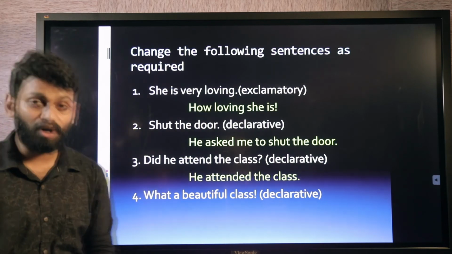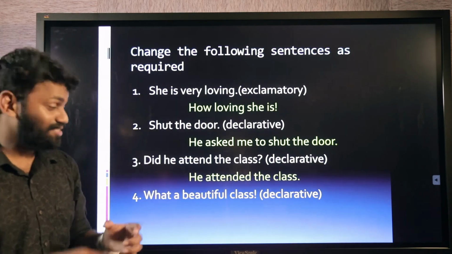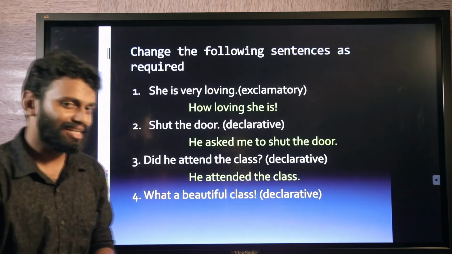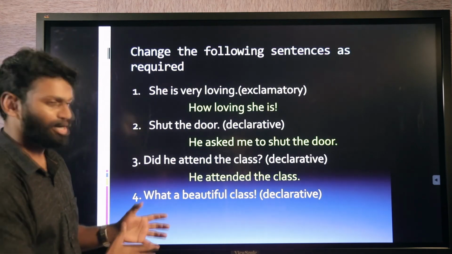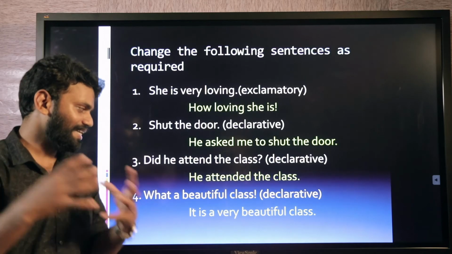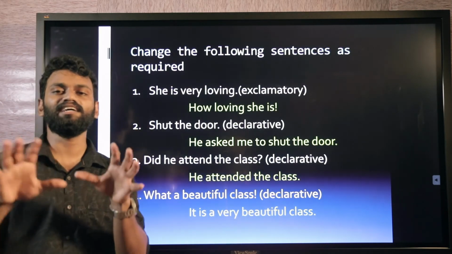Now there's one more. What a beautiful class. This is an exclamatory sentence. And you are asked to change this into a declarative sentence. Now, how do we do that? You just state that in other words. It is a very beautiful class. You begin the sentence with a noun.